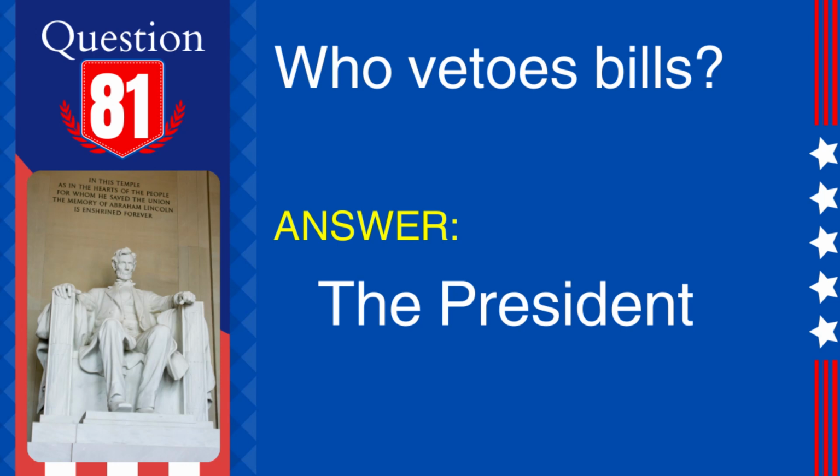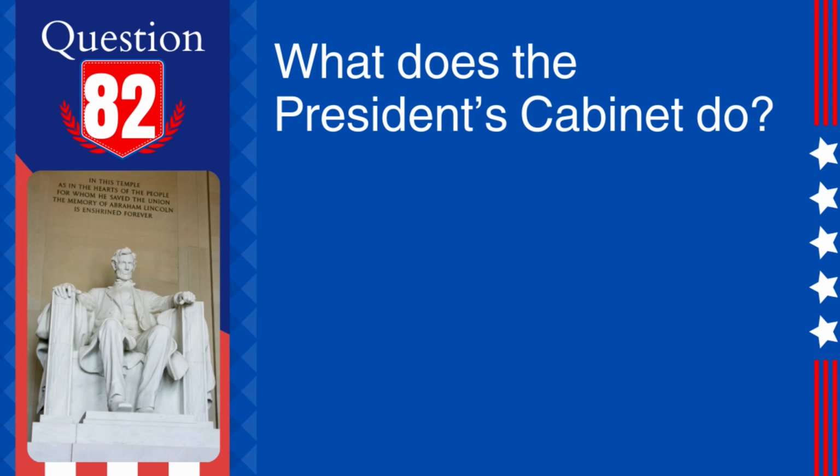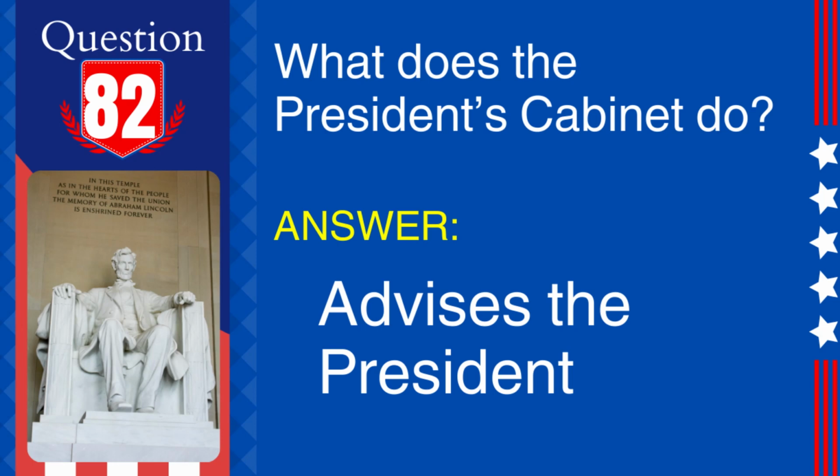Answer: The President. Explanation: The President of the United States has the power to veto or reject legislation passed by Congress, although a veto can be overridden by a 2/3 vote in both the Senate and the House of Representatives. 82. Question: What does the President's Cabinet do? Answer: Advises the President. Explanation: The President's Cabinet consists of the Vice President and the heads of the federal executive departments. They serve as advisors to the President on various issues and policies.